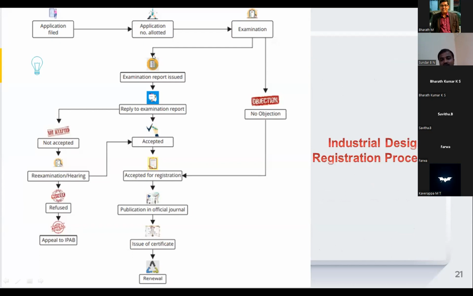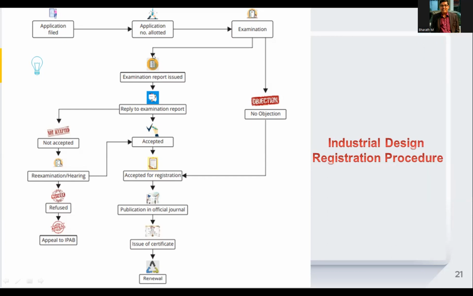So this is the industrial design registration process, from filing the application to renewal. I will explain how it goes. Firstly, in every case you need to file an application. After filing, the application will be numbered; a number will be allotted to your application, maybe based on the priority date.